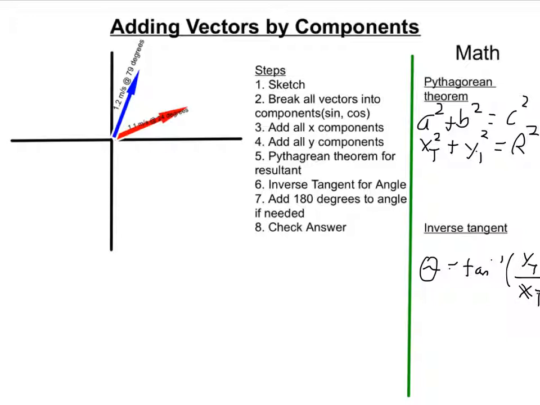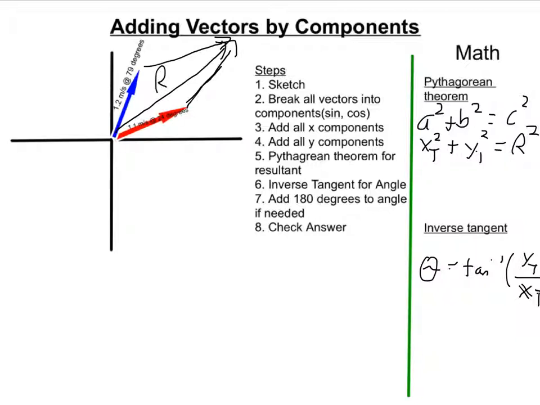Now, steps for adding vectors by components. Number one is sketch out what you believe is going to happen. So over here on the left-hand side, I have two vectors that I want to add together. So let me sketch that out. This is a tail to tail, so I need to copy paste, right? So I got one vector like this, another vector like that, and I would expect the resultant vector to go somewhere in there, R here.